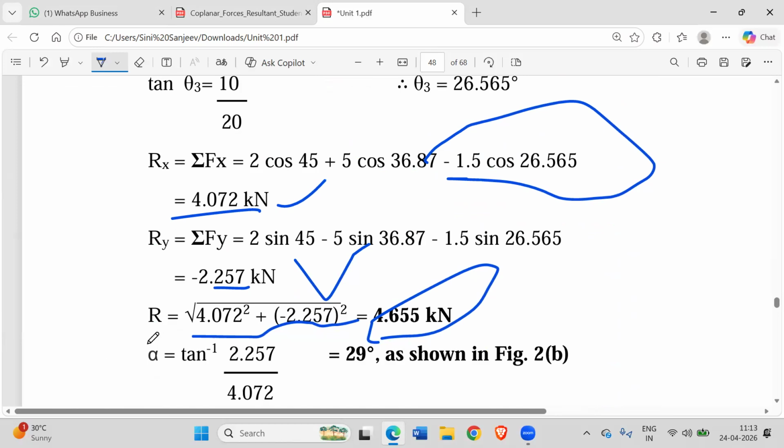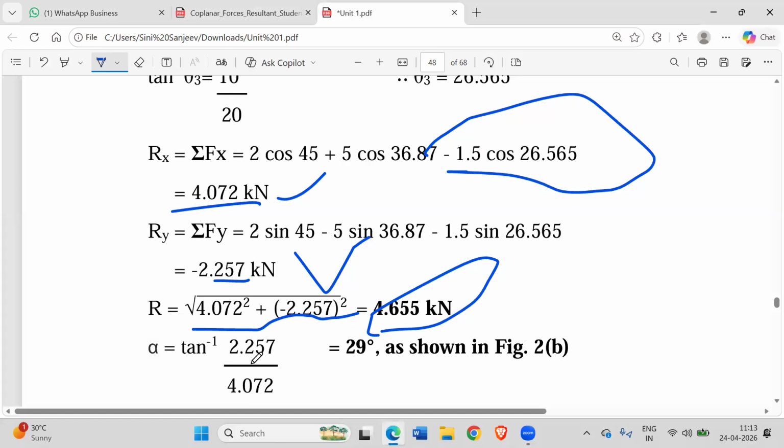Then what is my alpha? Tan alpha, that we have to know. Correct. That is basically Ry by Rx. Okay, I'll be getting the angle. Fine. So this is summation of the force y to the force x. Summation of Fy to Fx. That's all.